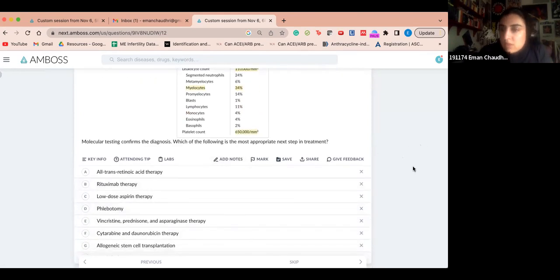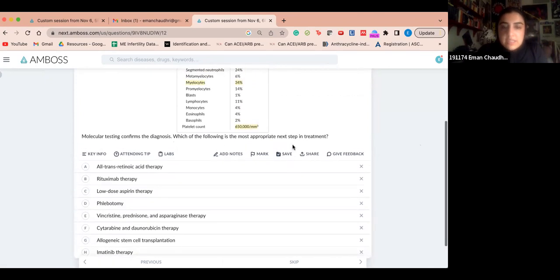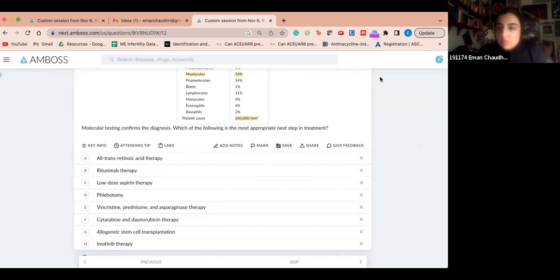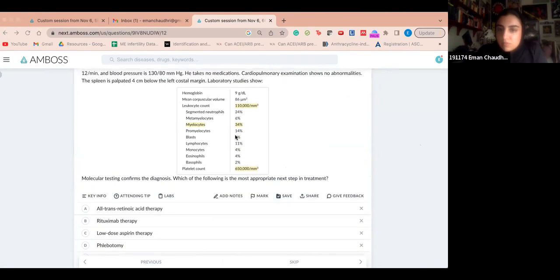Yes, Huda. ALL is more in kids. AML is more common in adults. Yes. So molecular testing confirms the diagnosis. Which of the following is the most appropriate next step in treatment? Don't blasts have to be greater than 20? Yeah. Yes, Hadil, it is CML. Good on you guys for pointing that out, because that can be a little bit tricky sometimes, right?